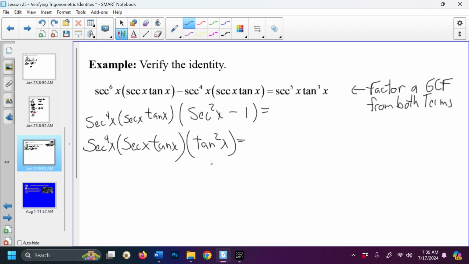Now I think that that's a good move because, again, we always should be referring back to what we're trying to get to. This expression had a subtraction in it. By using the Pythagorean identity, I only have multiplications, and there's no subtraction in either my left-hand side or my right-hand side. Now I can simplify here. I only have multiplications. Secant to the fourth x times secant x will be secant to the fifth x. Tangent x times tangent squared x will be tangent to the third x. There's nothing else that I can simplify here, and it looks like what I was asked to verify, so I am done. All right, that is all I got for today, folks.